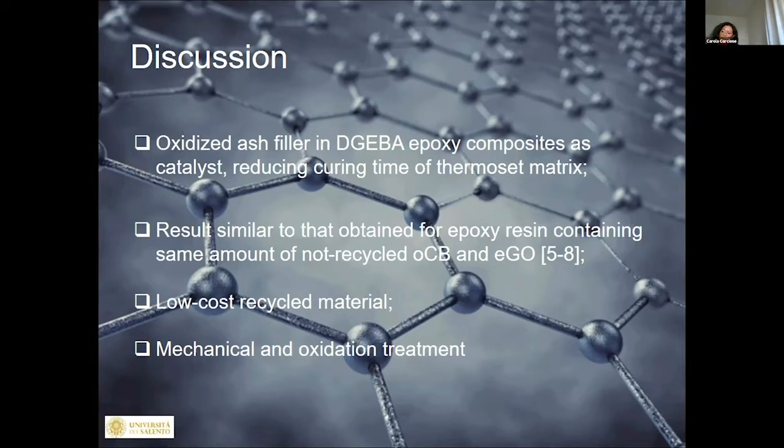In addition to being a very low-cost recycled material, the carbon-based waste filler, unlike the other carbon-based fillers previously used, shows a double important role, reinforcing and catalyzing the cross-linking reaction of the resin with amines. However, the ashes required a mechanical treatment and an eco-friendly oxidation procedure to perform the function of catalyst in the epoxy composites.